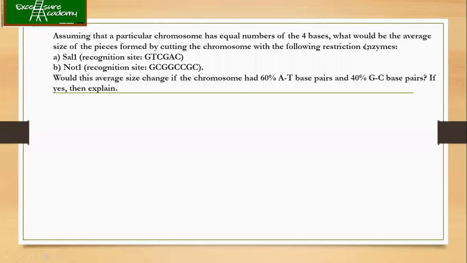Assuming that a particular chromosome has equal numbers of the four bases, what would be the average size of the pieces formed by cutting the chromosome with the following restriction enzymes? One thing you need to understand here is that the number of bases is given as equal. So we can say that A, T, G, C are equal, each at 25 percent: A is 25 percent, T is 25 percent, G is also 25 and C also 25 percent.